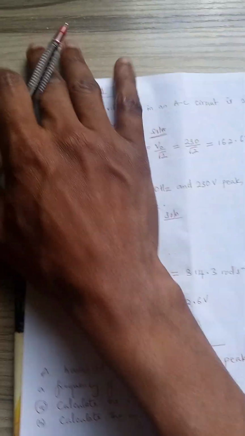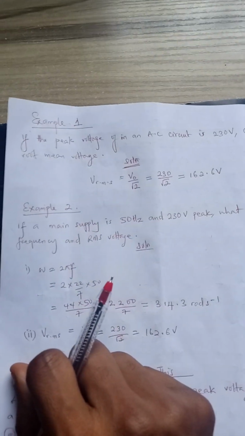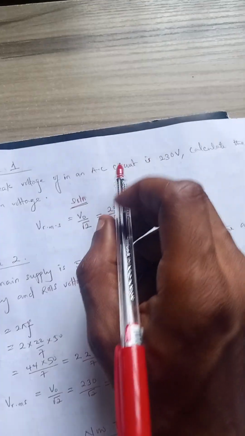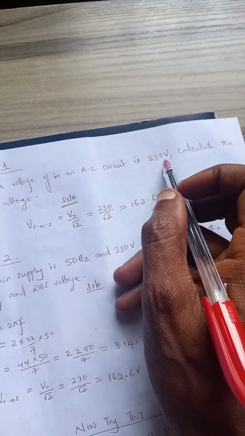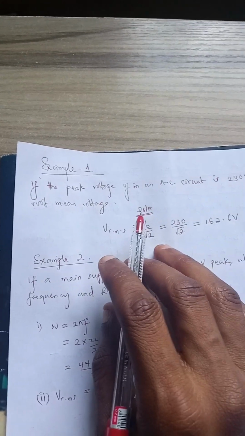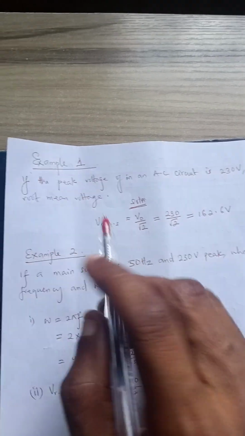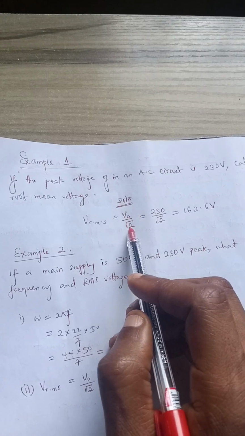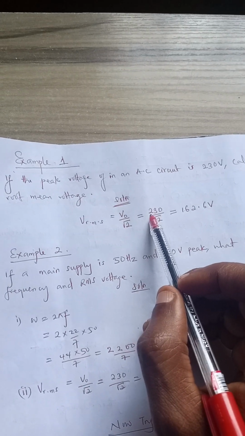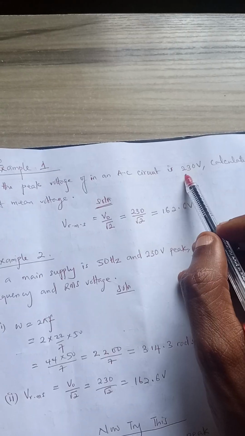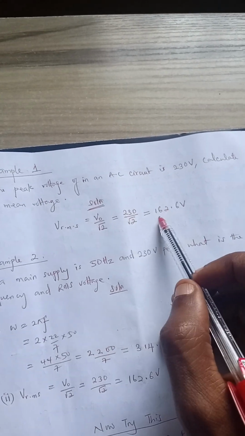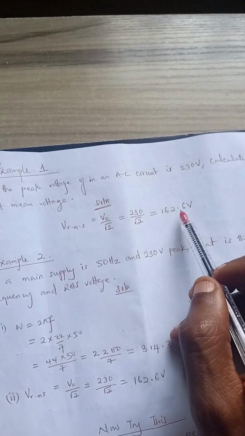Okay, finally, let us see if you are following everything that we have said. Look at this example 1. It says if the peak voltage of an AC circuit is 230 volts, calculate the root mean square voltage. Like I told you, root mean square voltage is equal to peak voltage over root 2. So if you carry your calculator and divide 230, which is given in the question as the peak voltage, by root 2, you are going to get 162.6 volts.